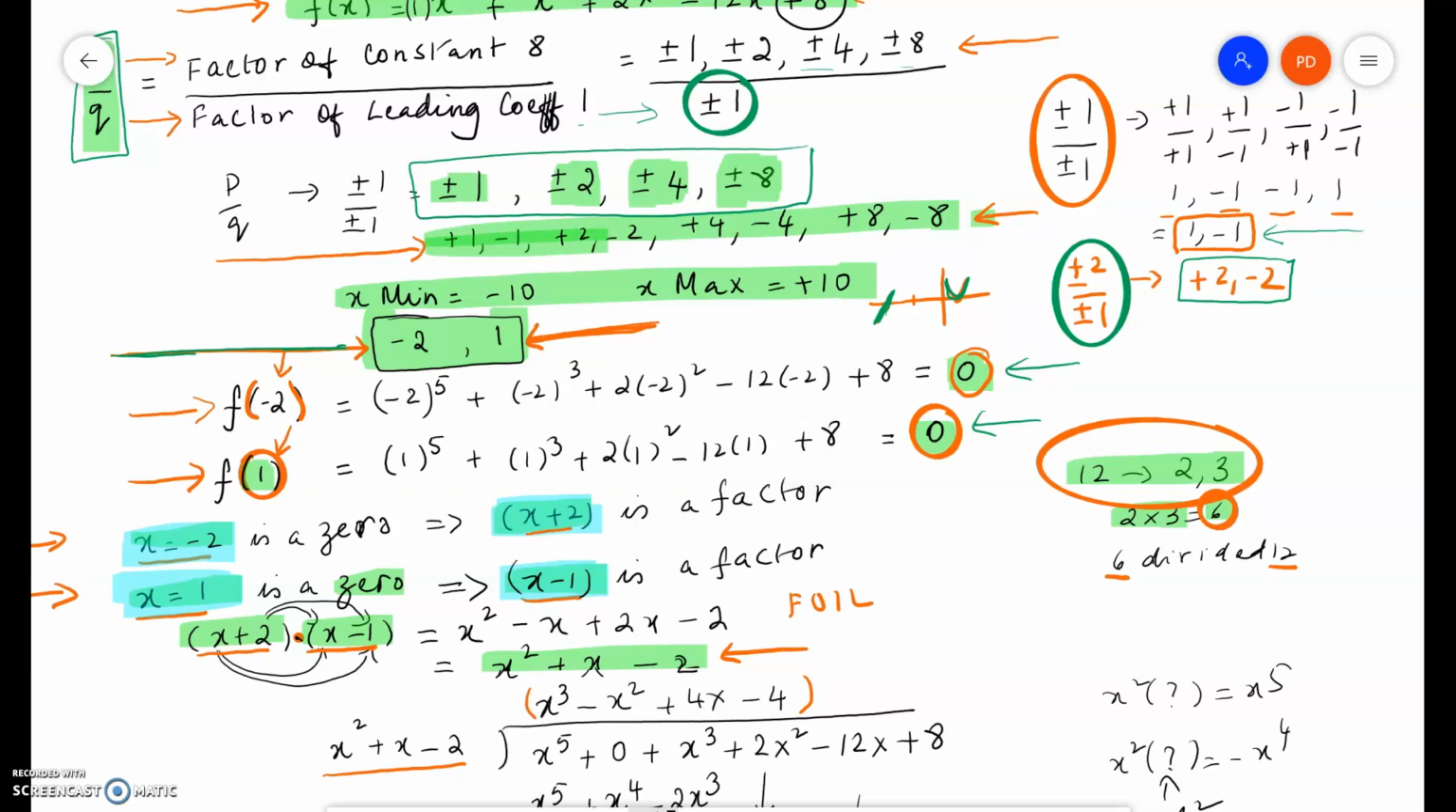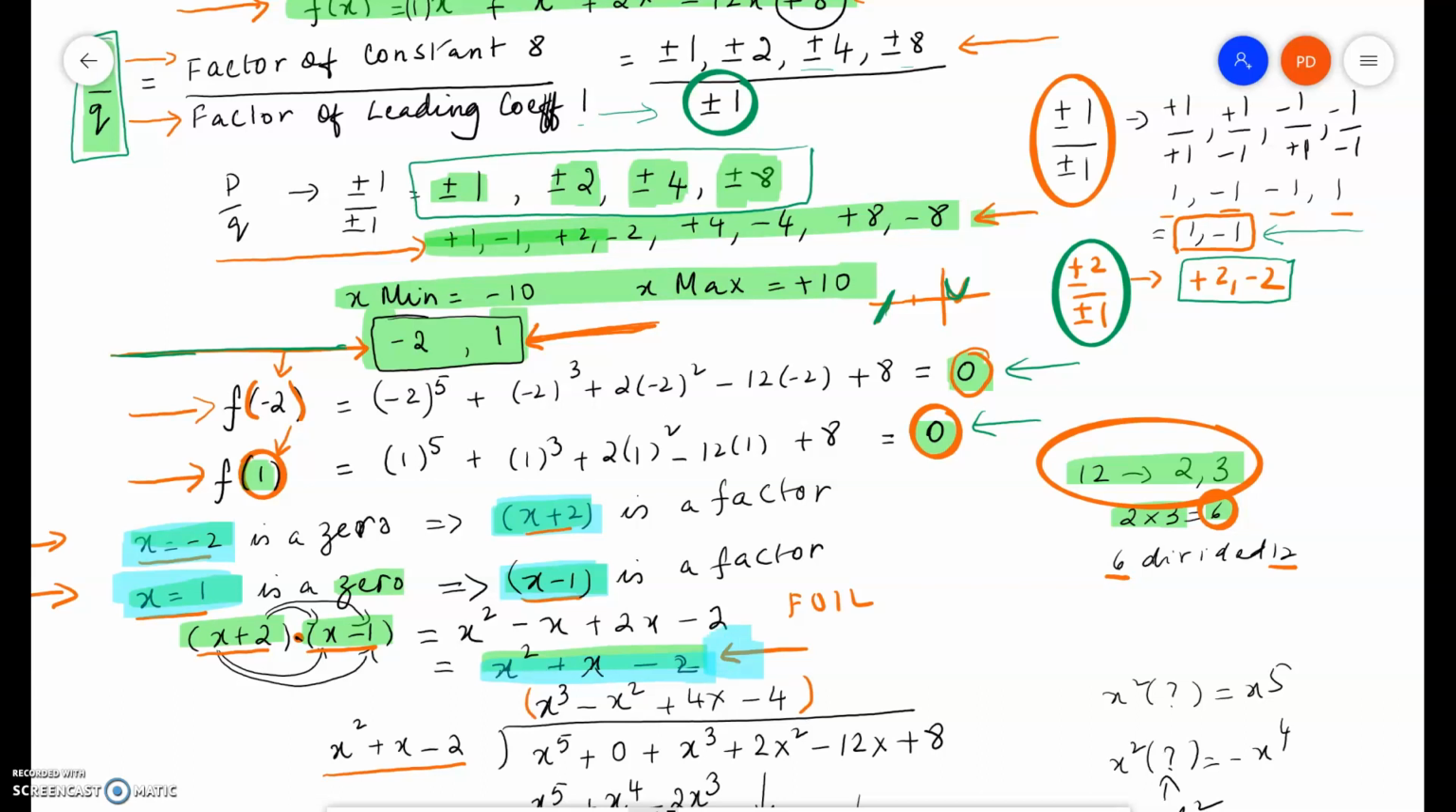The multiplicity of x equals 1 is even, so it can be 2, 4, and so on, but cannot be 6 because it's a fifth degree polynomial. So right now I'm just going to say x plus 2 is a factor and x minus 1 is a factor. I multiply the two to get x squared plus x minus 2.